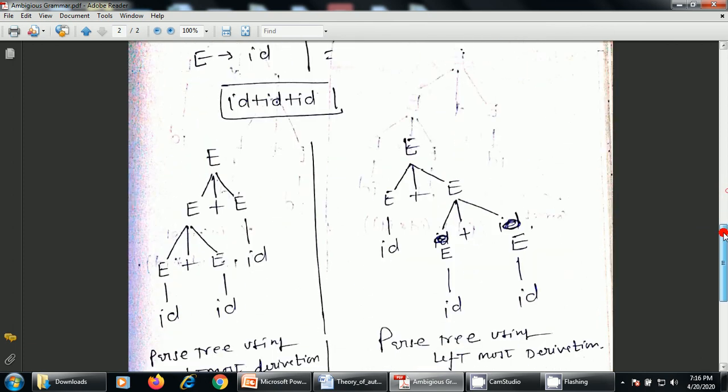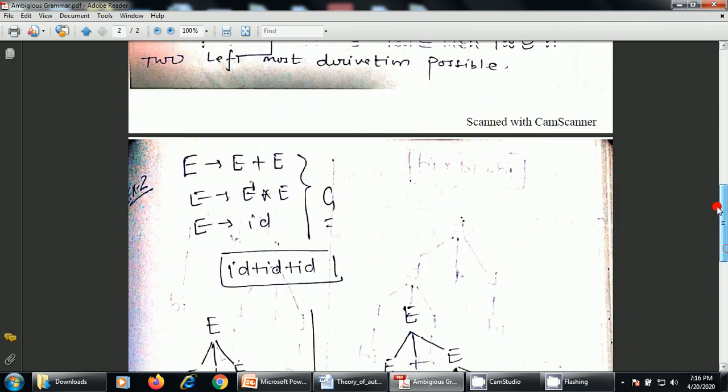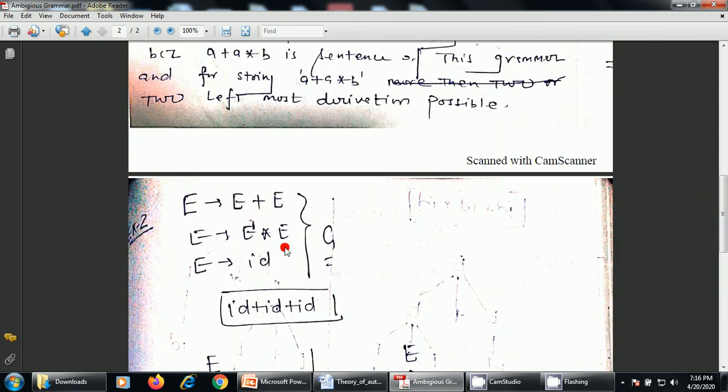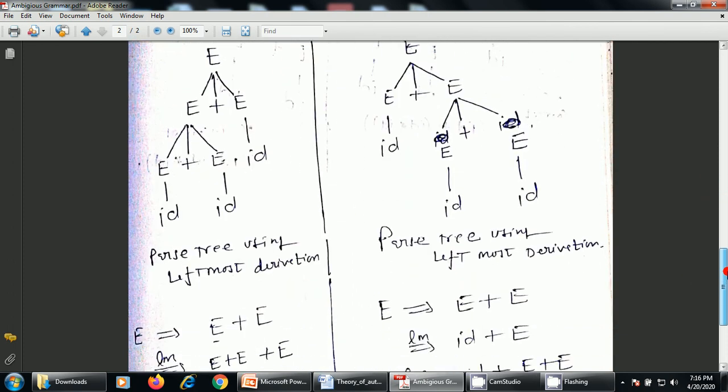And one more thing you should know: if two leftmost derivation trees or two rightmost derivation trees are possible, then also the given grammar is ambiguous grammar. Okay, this is all about ambiguous grammar.